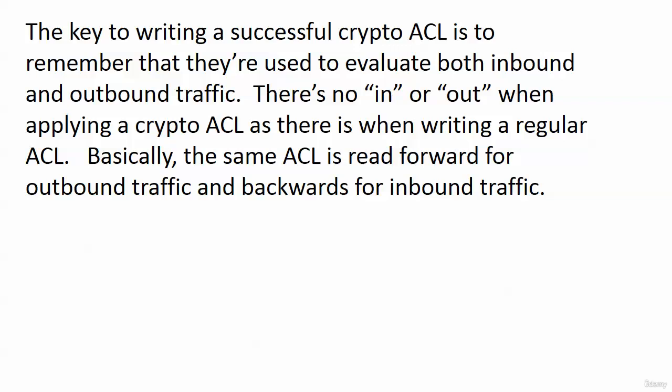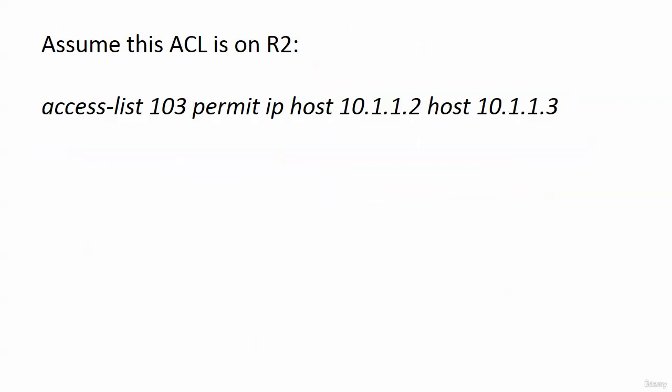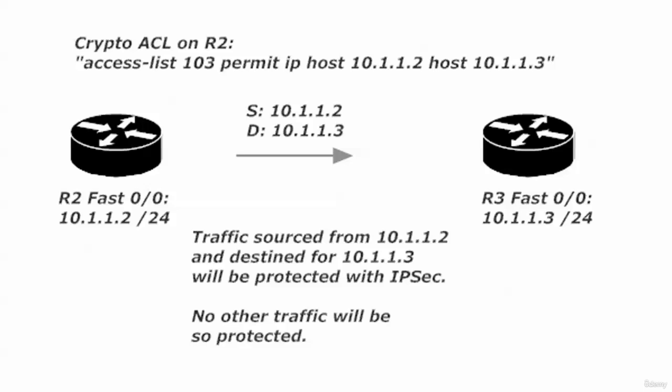I am not kidding you. That's how it works. Let me show you exactly what I mean by that. We're going to use the same ACL line, 103 permit host 10.1.1.2, and then host 10.1.1.3 is the destination. Well, we saw this, but I've got it for you again because I want you to compare the two. Since the traffic is leaving router 2's interface that this ACL is applied on, it's reading the ACL forward. It's reading it normally. And it just says, okay, sourced from 10.1.1.2, destined for 10.1.1.3, we're going to protect it with IPsec. Anything else, we'll still send it out, but we're not going to protect it.